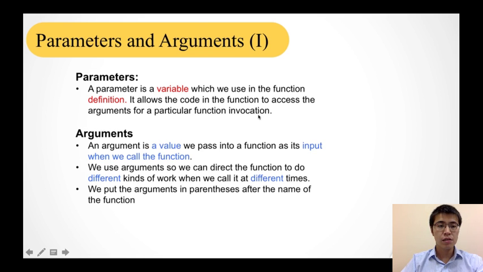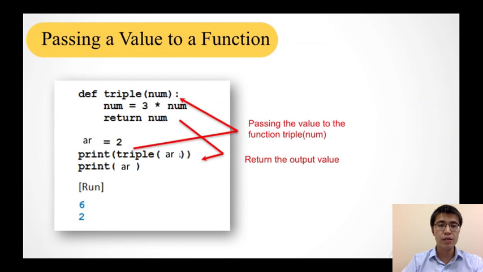And in contrast, what is argument? The argument is actually the value we put into this function. So if we compare parameters and argument, we can see that the parameter is what the function is asking for, and the argument is what we put into this function. So let's see the differences between parameter and argument with one example.